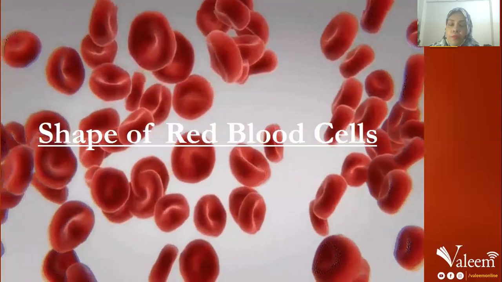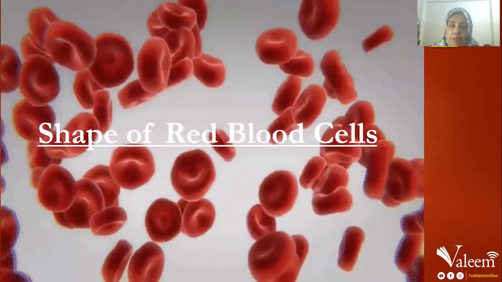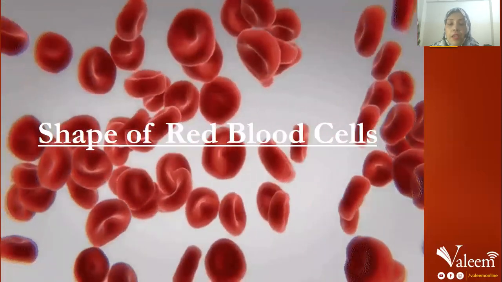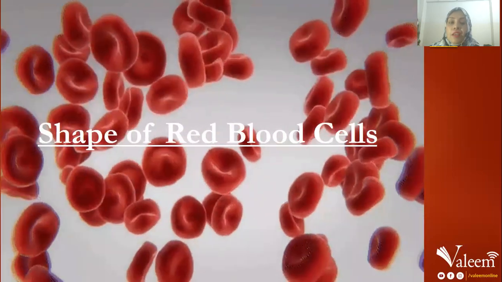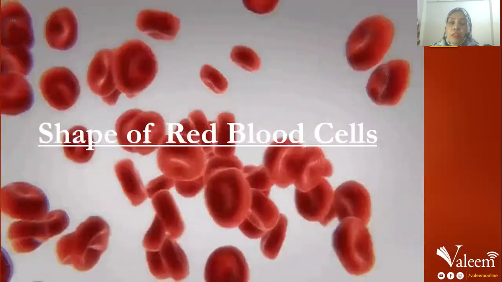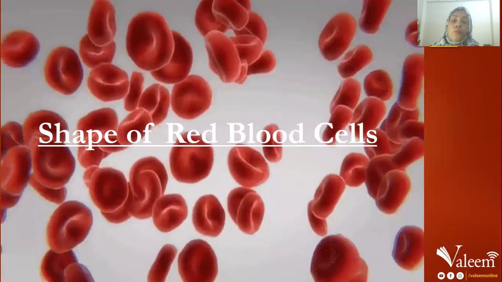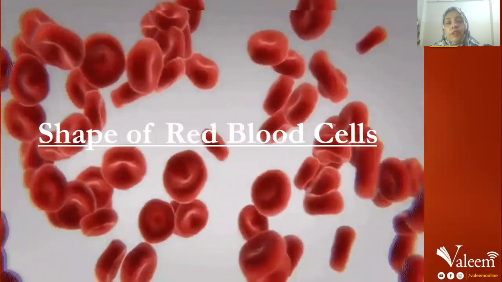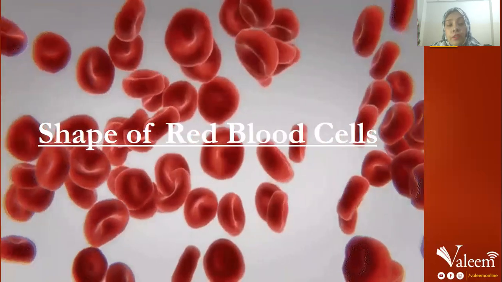So what is the shape of the red blood cell? They are flattened from the middle. They are biconcave in shape and consist of the iron-containing compound called hemoglobin, and this hemoglobin helps the red blood cell bind oxygen. That's why they are able to transport oxygen throughout the body.